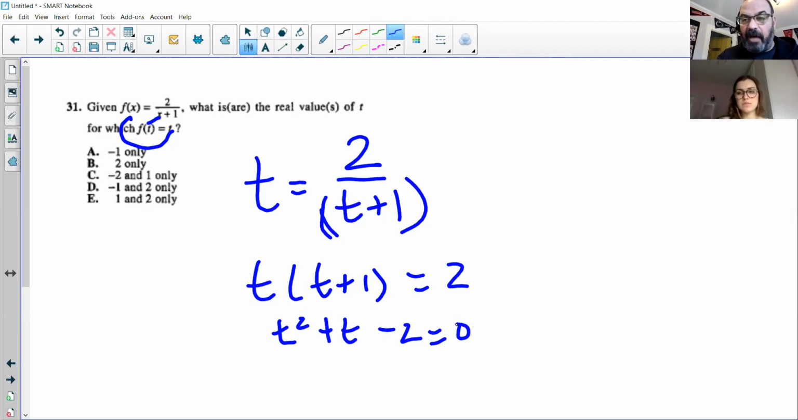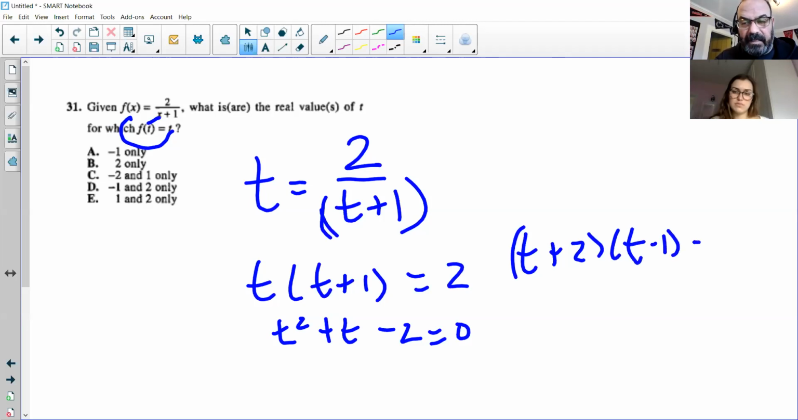And so this now becomes a quadratic factoring problem. And I'm going to factor this into (t plus 2) and (t minus 1) equals 0. Set each one of those equal to 0, the solution for this side is -2. The solution for this side is +1.